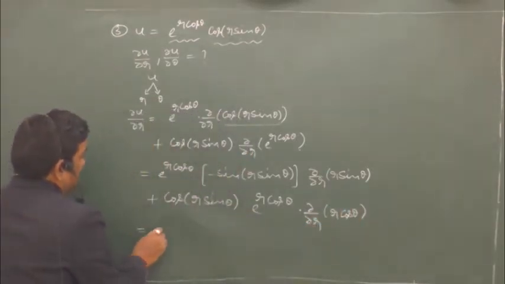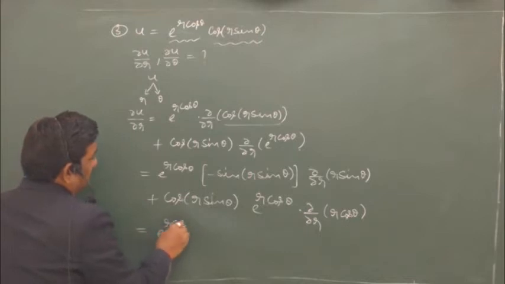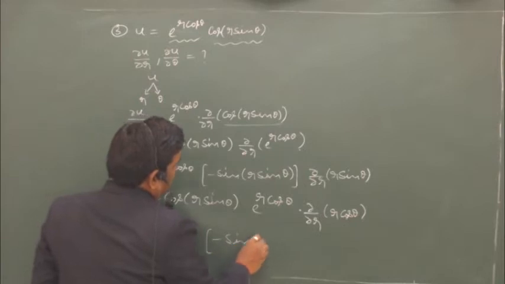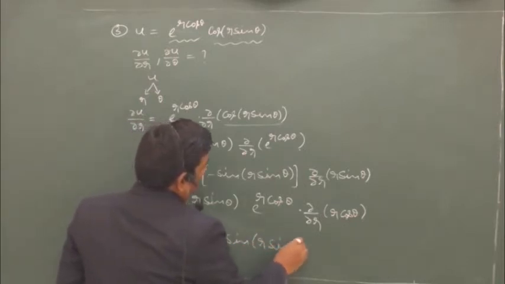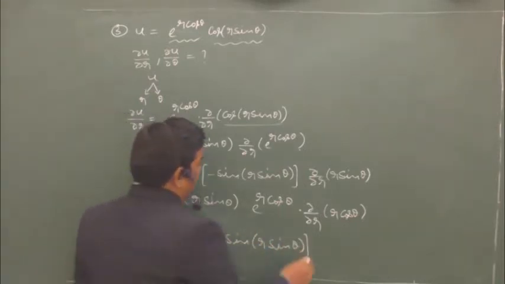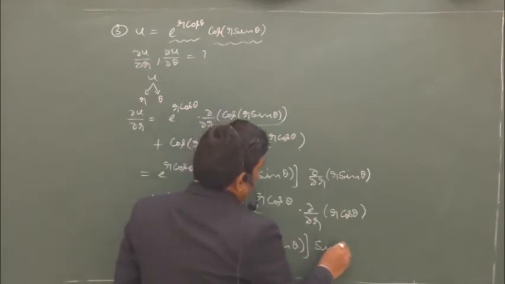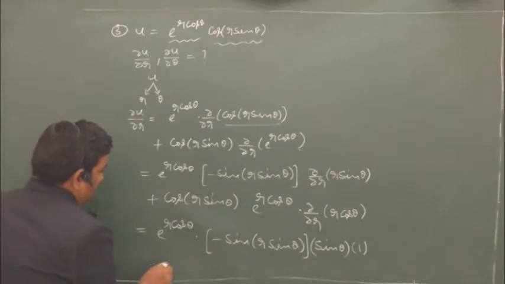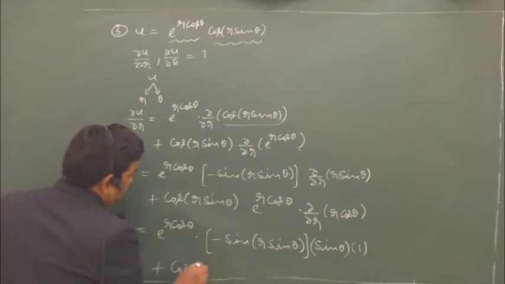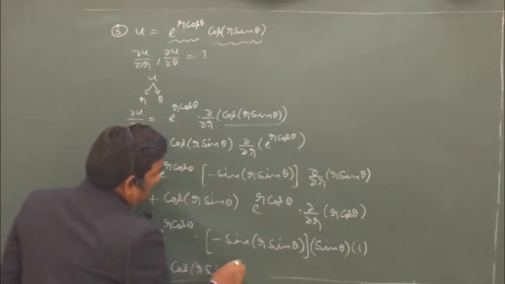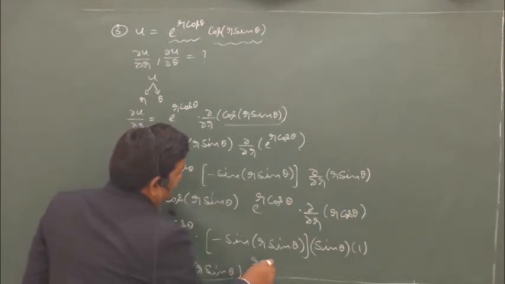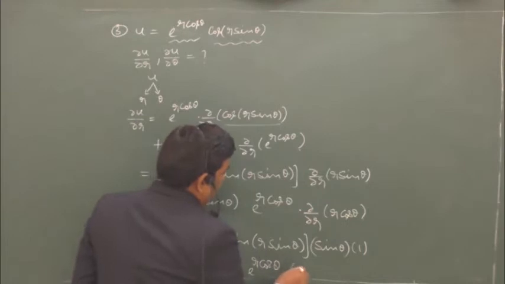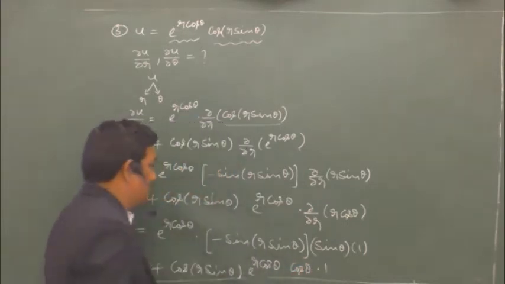Now it is e power r cos theta into minus sin of r sin theta. It is sin theta into derivative of r, which is 1, plus cos of r sin theta into e power r cos theta, and cos theta is constant and derivative of r is 1.